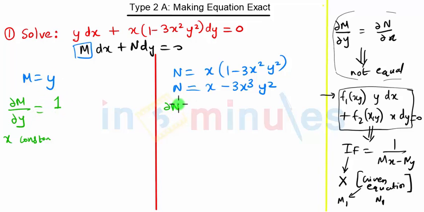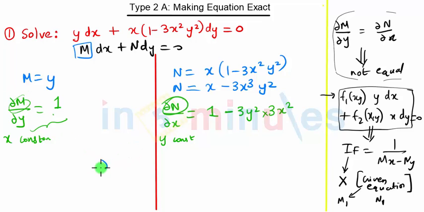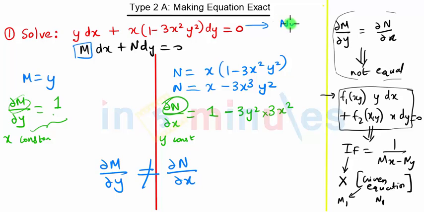Similarly, we are going to find the partial derivative of n with respect to x, and here y is constant. So the derivative of x is 1, minus y square is constant. What is the derivative of x cube? Derivative of x cube is 3x square. So as you compare these two equations, partial derivative of m and partial derivative of n, we conclude that partial derivative of m with respect to y is not equal to partial derivative of n with respect to x. So this equation is not exact.